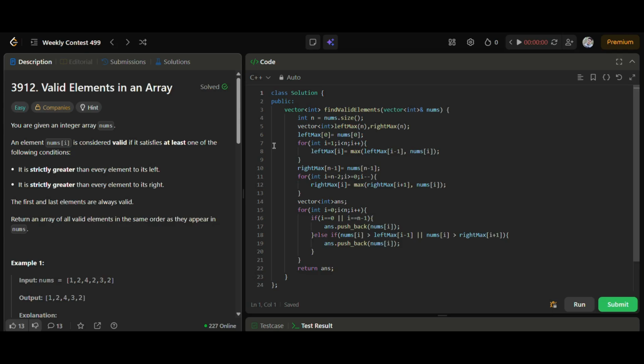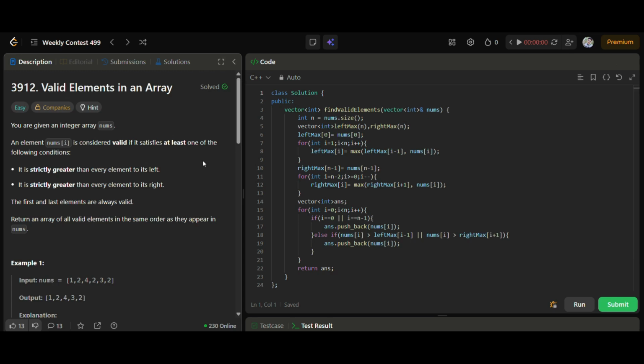So today we will solve LeetCode Weekly Contest 499, Question 1, Question 2 and Question 3. These three are very easy questions and I will solve them. Okay. So what does the first question say?